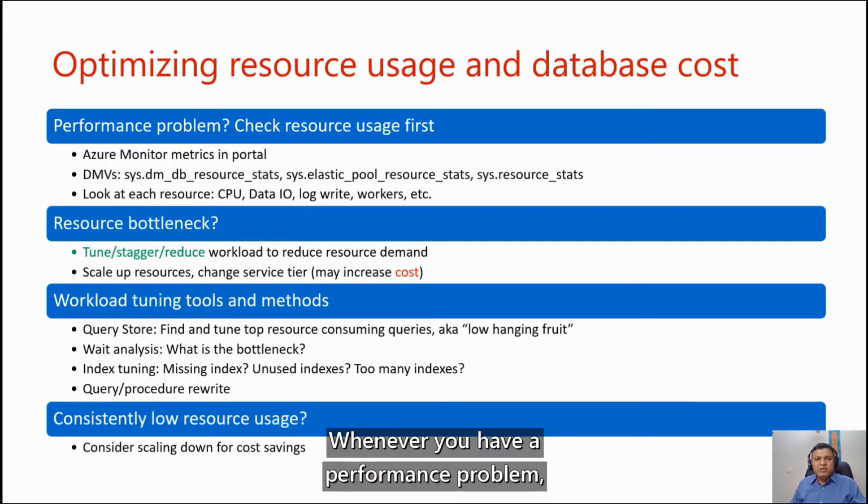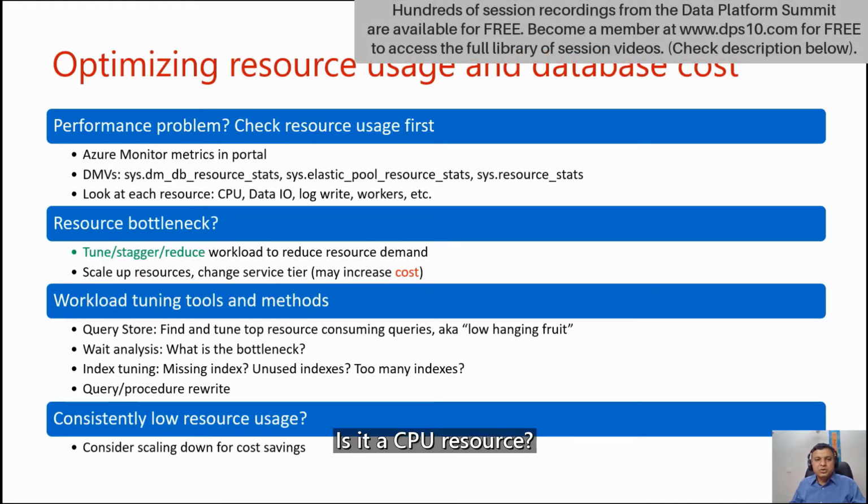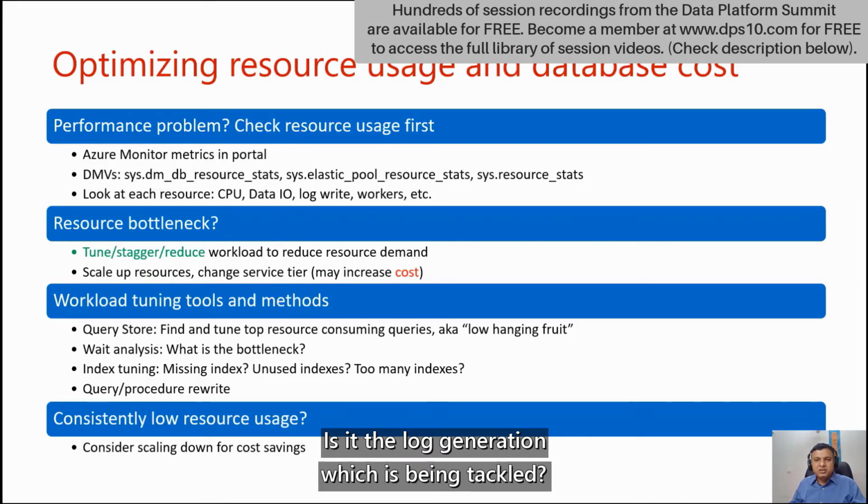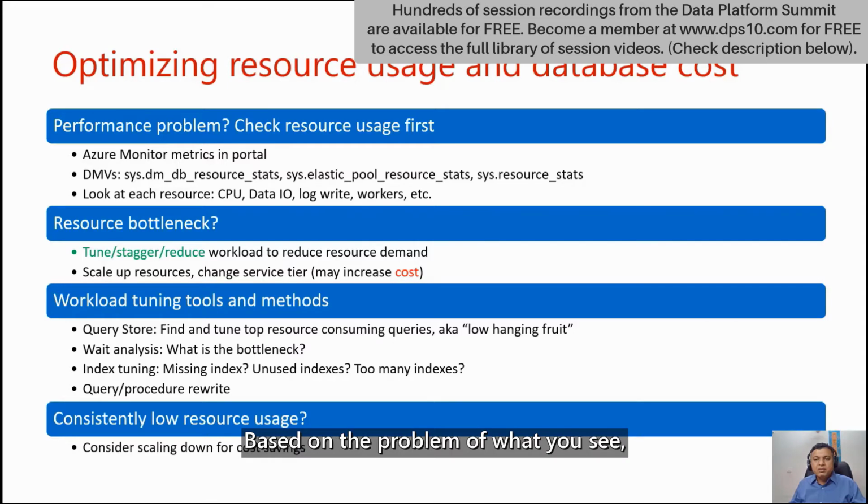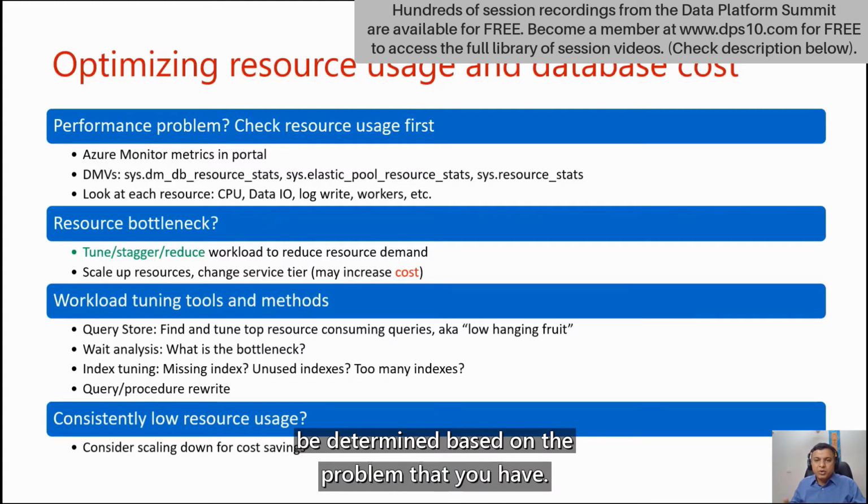So whenever you have a performance problem, first you need to check the resource usage. What are the resources which are under pressure? Is it a CPU resource? Is it log generation which is being throttled? Or are you running out of worker threads? Based on the problem you see, the next action will be determined. So the very first thing you need to do is figure out what performance problem we are facing.